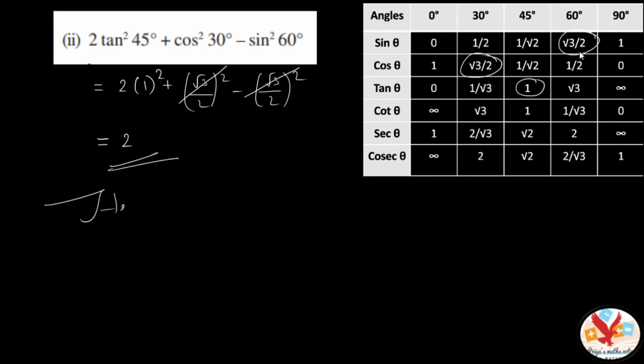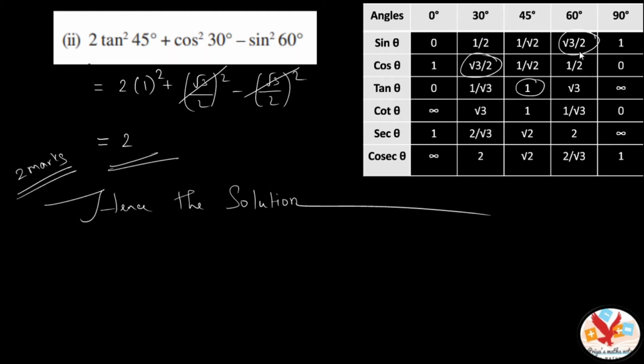Hence the solution. Very simple, right, friends? Very simple. Just substitute the values. You can easily get 2 marks. Okay, so please memorize this tabular column. It is very simple. I have given the tips and tricks in the previous video. Please go through that, and I will provide the link in the description.